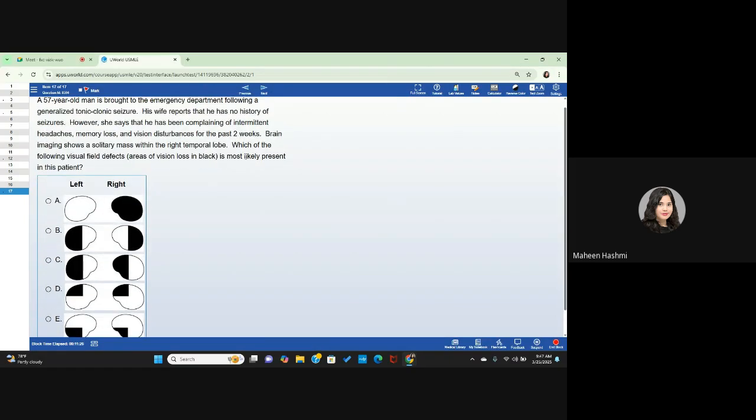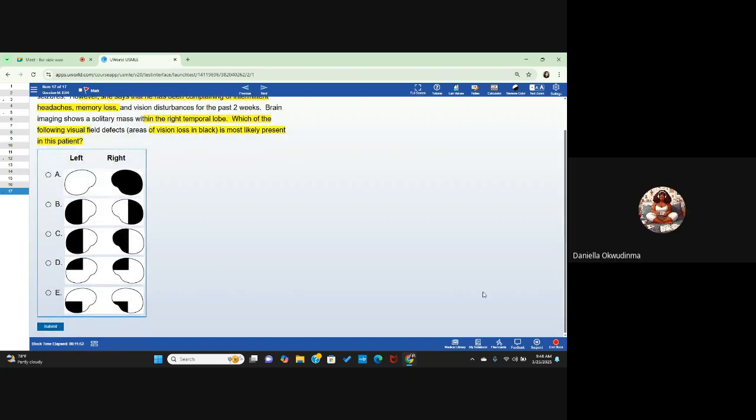Okay, next question. She says he has been complaining of intermittent headaches, memory loss, vision disturbances for the past 2 weeks. Brain imaging shows a solitary mass within the right temporal lobe. Which of the following visual defects, areas of vision loss, is most likely present? So, a patient basically has a tumor within the right temporal lobe. What's going to be affected?